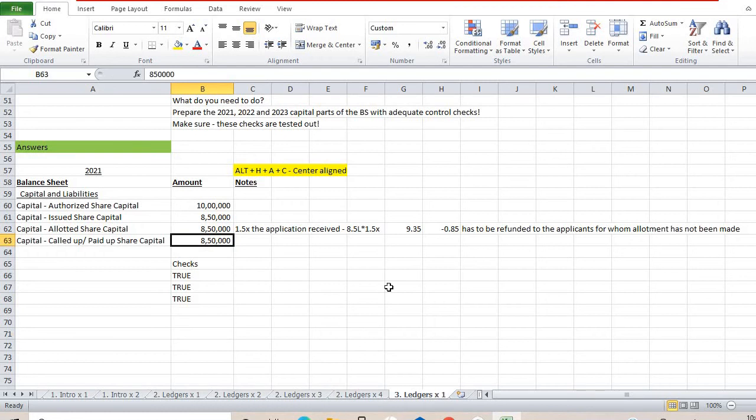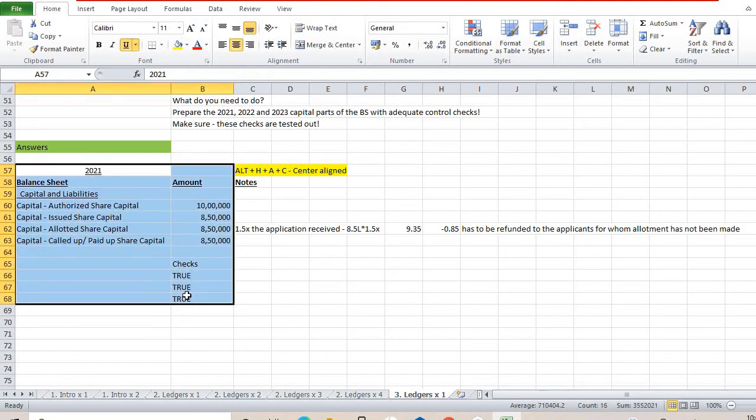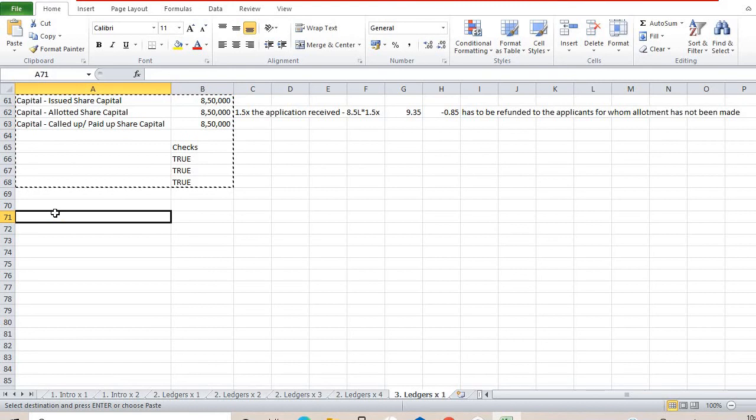Now let me try allocating 9,35,000. We received that much, right? Let me try allocating. This check has become false, right? So which means that the check is working perfectly. Now let us move on to 2022.